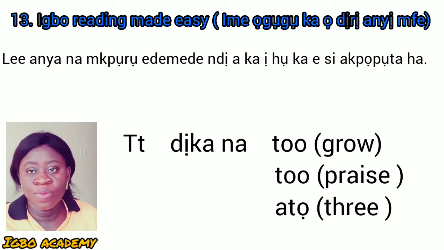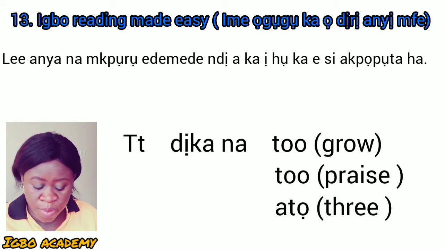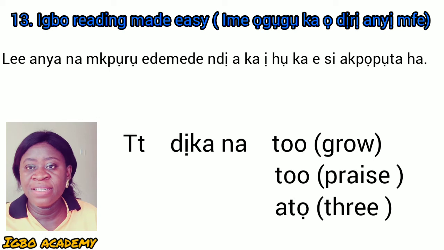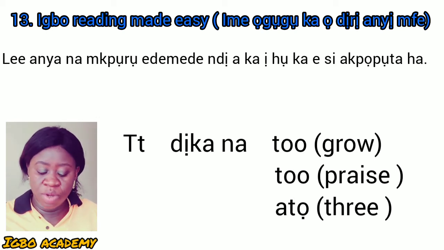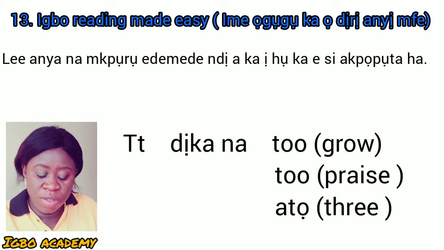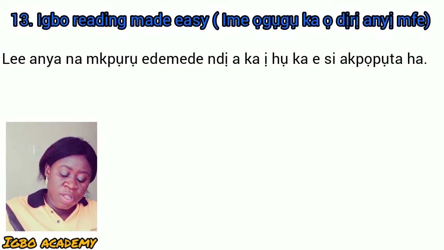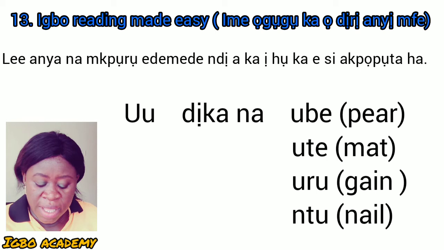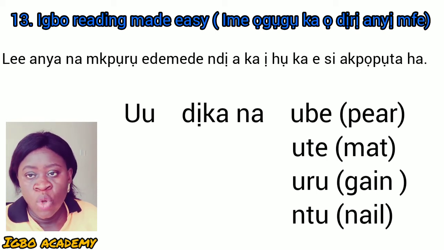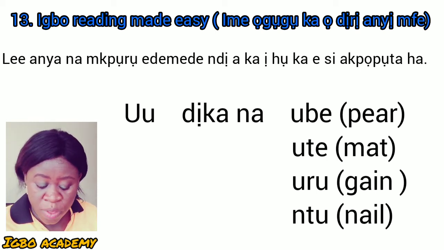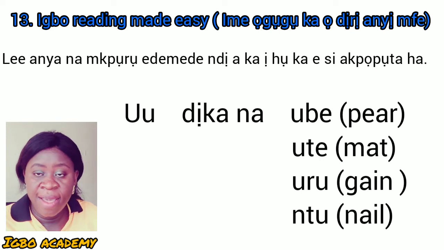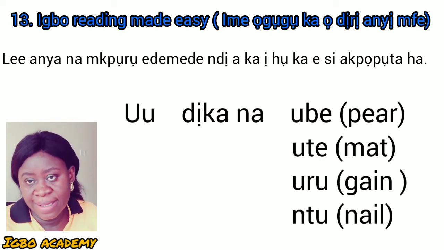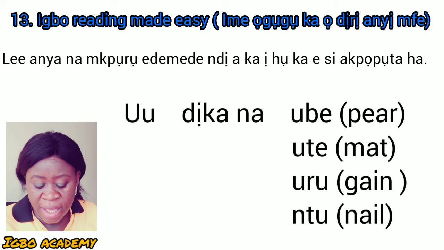To again, to praise. Kanje to Chukwu, praise. When you see somebody answering to Chukwu, it means praise God. And ato, 3. The next is U. Dịka na ube. Ube is pear. Ube, pear. Ute, mat. Ute, mat.